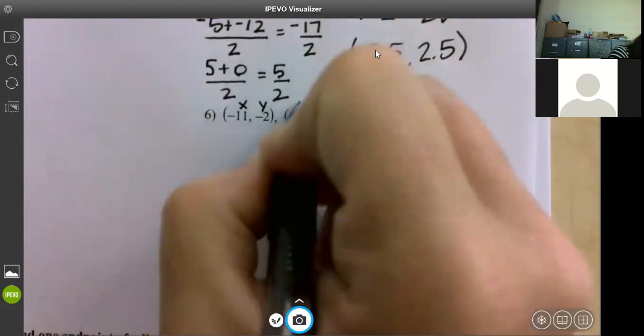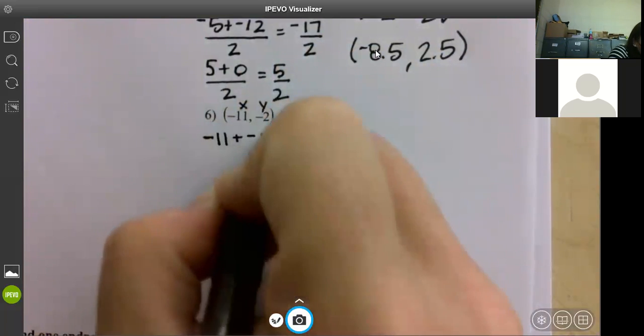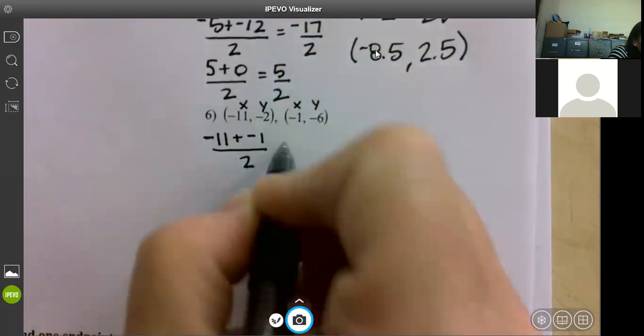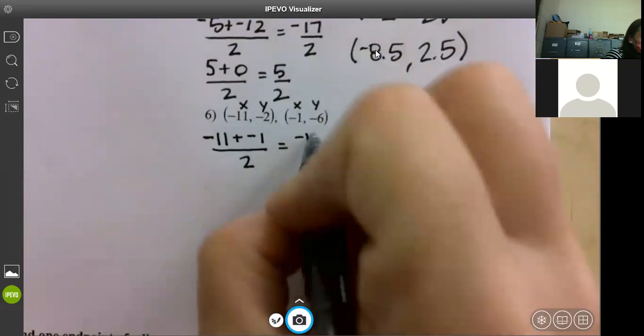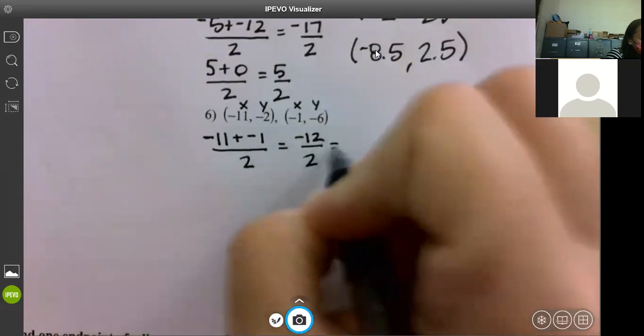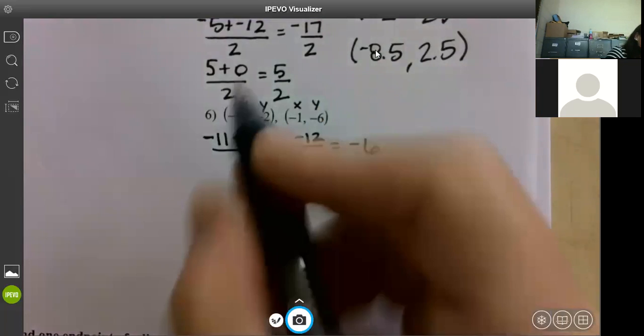X, Y, X, Y. Our 2 x's are -11. We're going to add that to -1 and divide by 2. What is negative 11 plus negative 1? What is negative 12 divided by 2? Again, go look at all your answers for that negative 6 as your x-coordinate. And when you don't see it, mark it out.